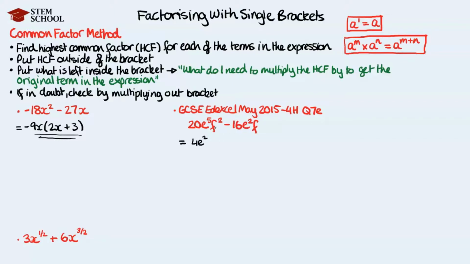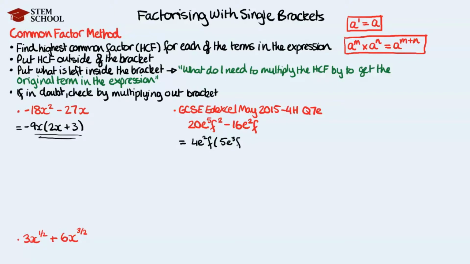Then let's compare the f's. We've got an f squared here, and then just a single f. So let's pick the lowest one, we've got f. Okay? So 4e squared f times what is equal to this first term? 4 times 5 is equal to 20, so we dealt with the number. Now let's deal with the e. e squared times what is equal to e to the power of 5? So let's use the rules of indices. What you have is e cubed, because e squared times e cubed is equal to e to the power of 5. You just add 2 plus 3 in the power. Now let's deal with the f squared. So we've got an f in the common factor, and we've got an f squared here that we need.